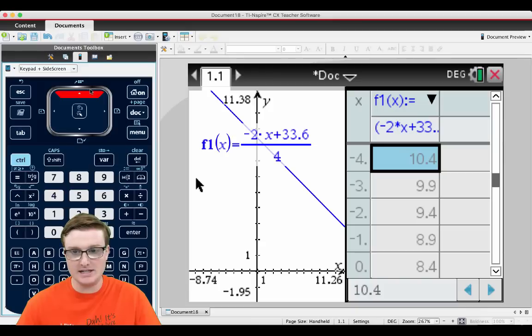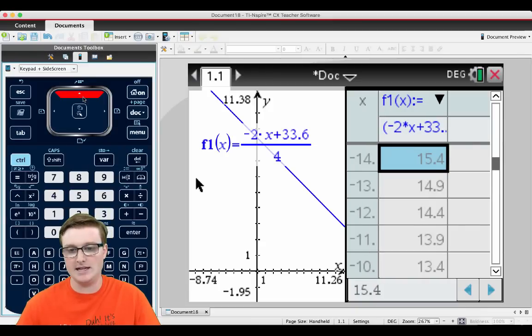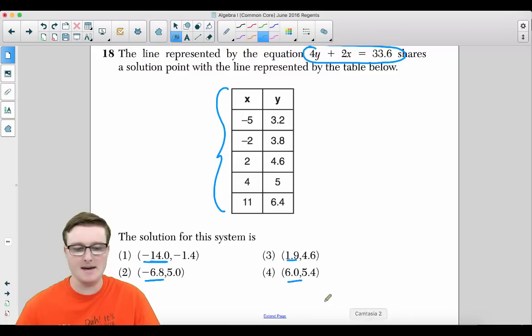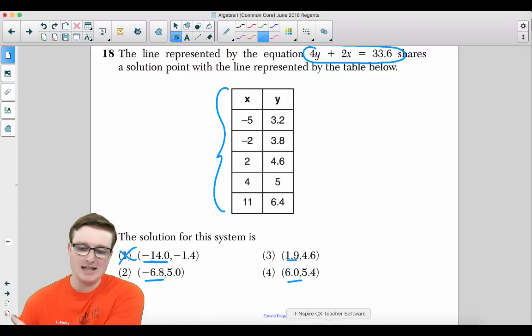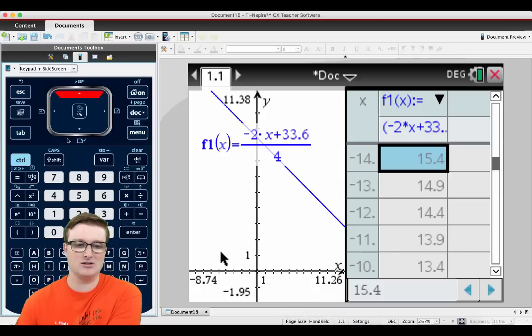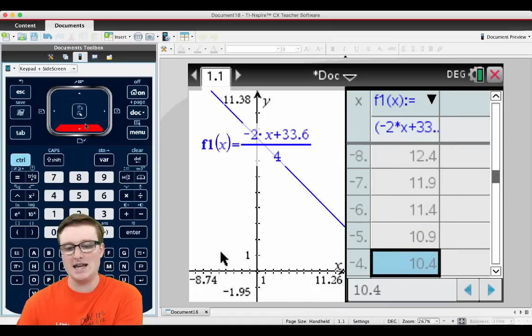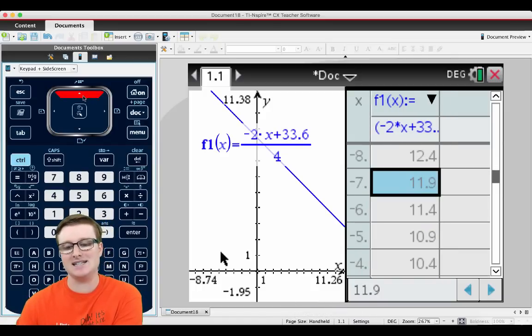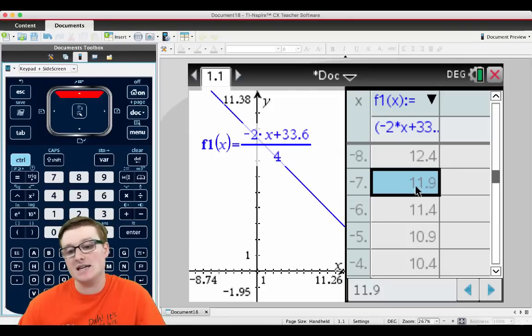Go down to negative 14 first. Negative 14 is the point. The y value is 15.4. Does that match to negative 1.4? No, it does not. Negative 6.8. All right, this is where it's going to get a little tricky. Negative 6.8 is between negative 6 and negative 7. So that's 11.4 and 11.9. So this value is between these two numbers.